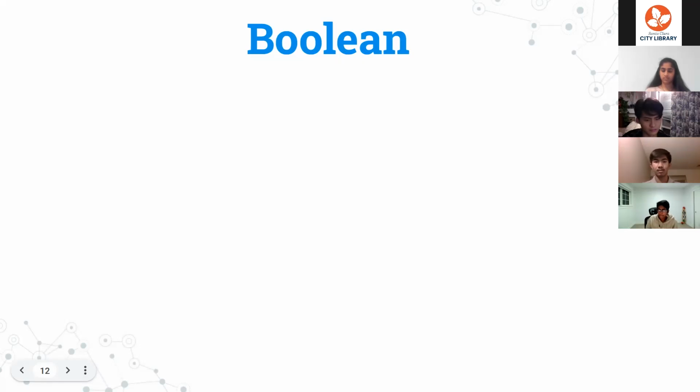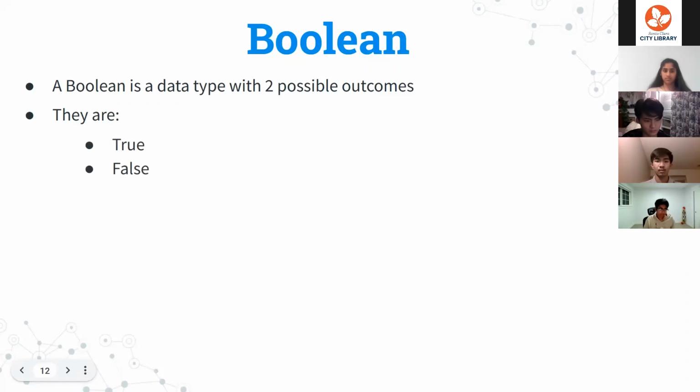All right, next we have Boolean values. A Boolean is a data type with two possible outcomes. They are true and false. For example, the statement 2 + 2 = 4, as we know, is true, while the statement 3 + 2 = 4 is false.